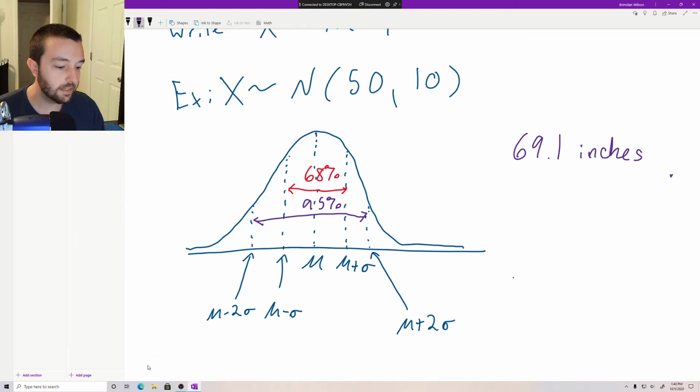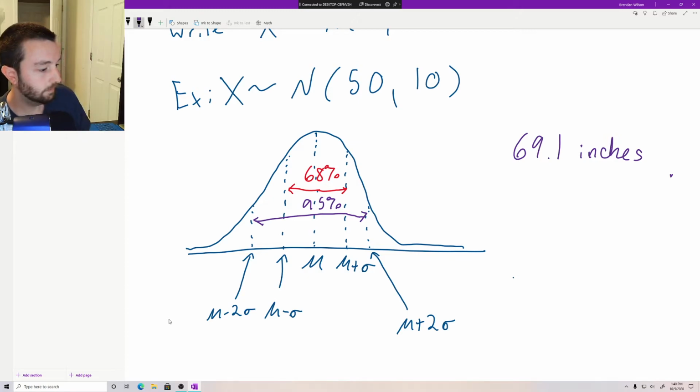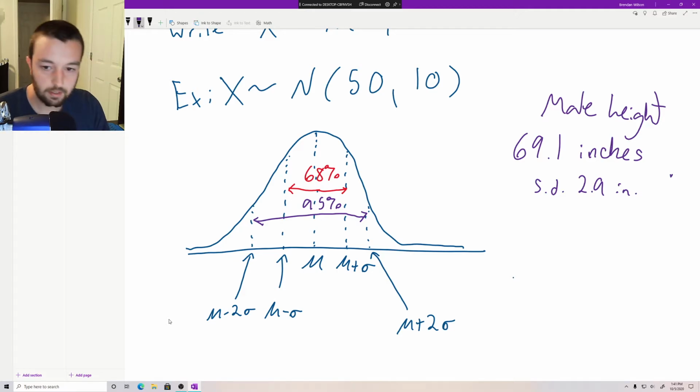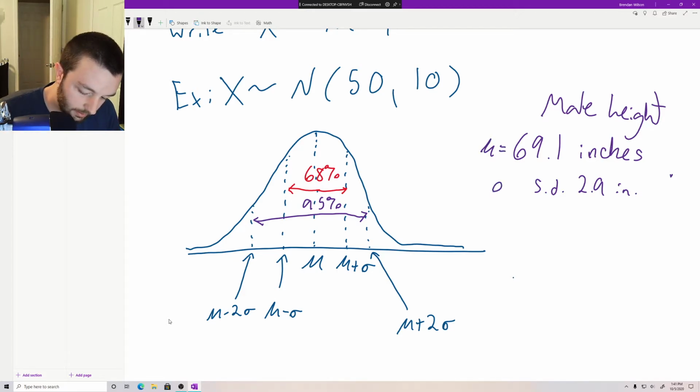What exact number is that? Let me grab it for you guys. I can pull it up right here. It says in the book I used for the other class. Let me just pull that up here. I just don't remember the standard deviation off the top of my head. It's 2.9 inches. Okay, so this is male height. So mu is this, sigma equals this, 2.9.